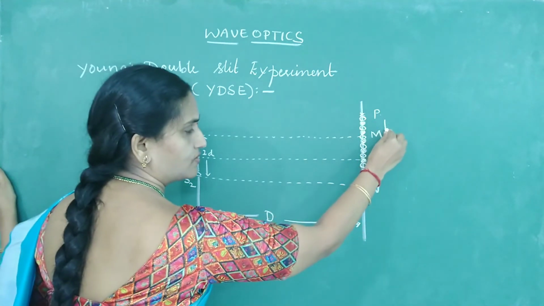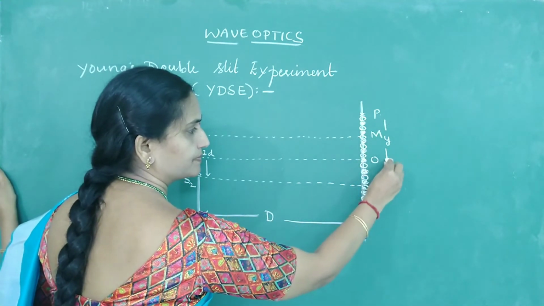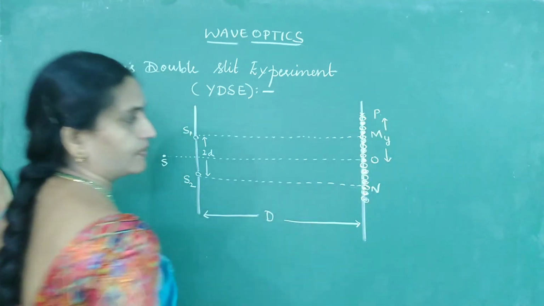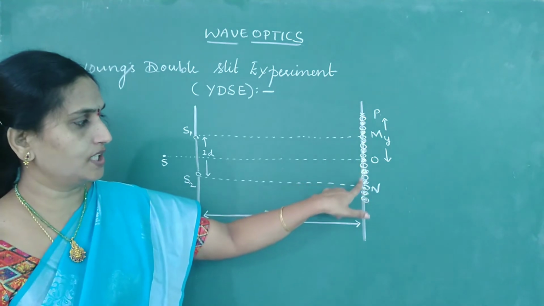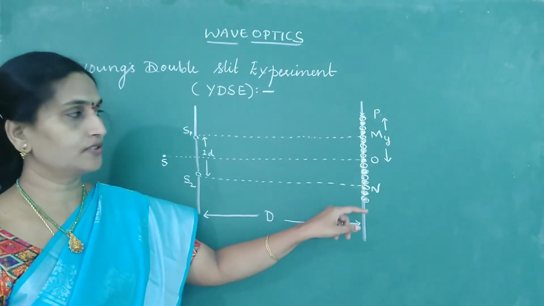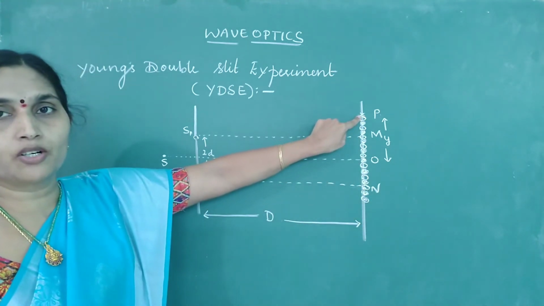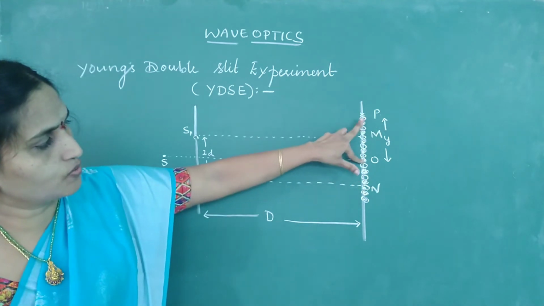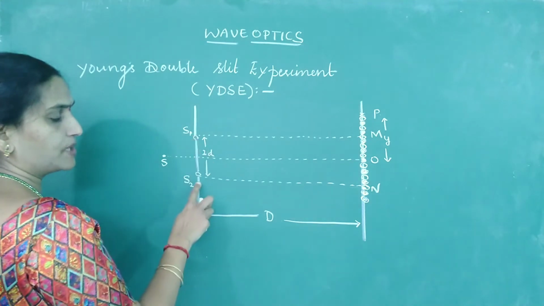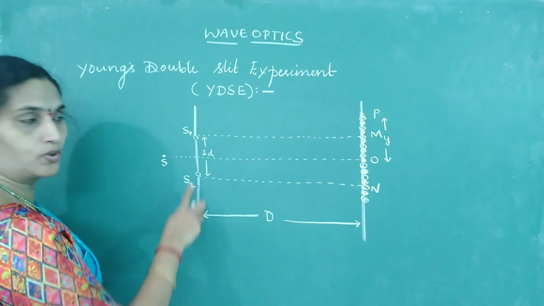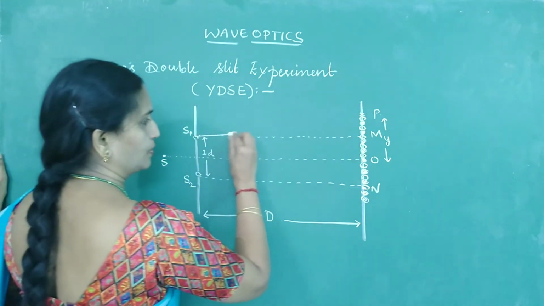For determining the fringe width, first let us select a point P on the screen, which is at a distance y from the center O. Again I repeat, we are going to find out the fringe width of these fringes. Then look at the waves which are emerging from S1 and S2. Since S1 and S2 are two coherent sources, this is the line S1 to P.